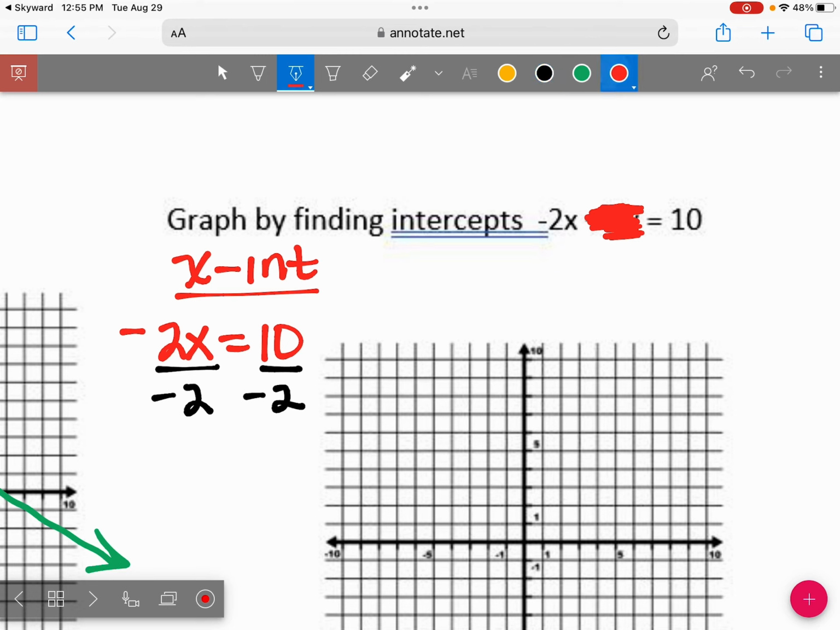So in your calculator, x equals 10 divided by negative 2. And 10 divided by negative 2 is negative 5. So your x-intercept is at negative 5, 0. Go ahead and plot a point right there at negative 5 on the x-axis.